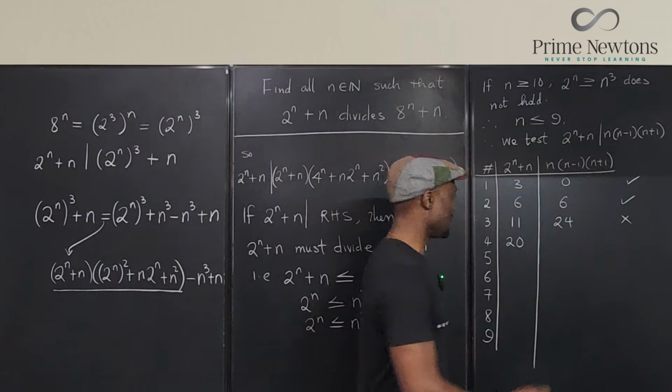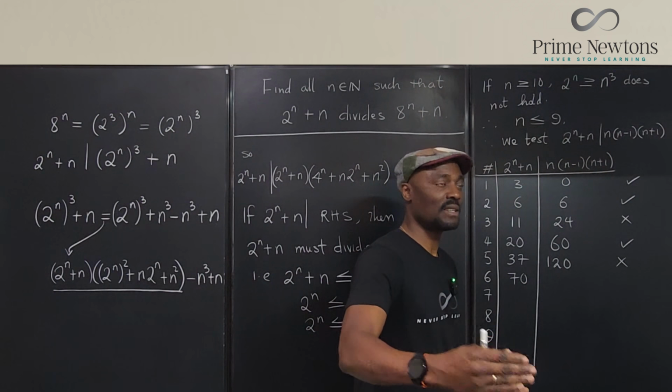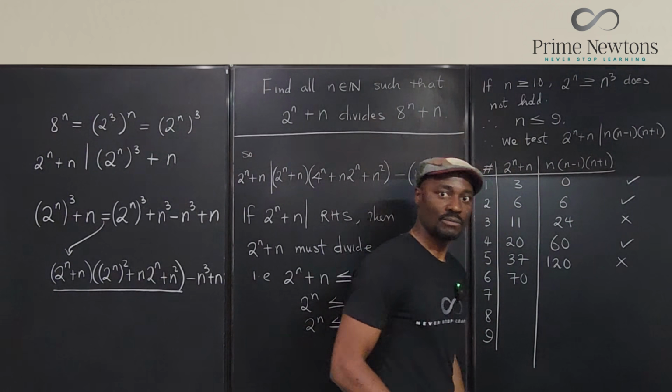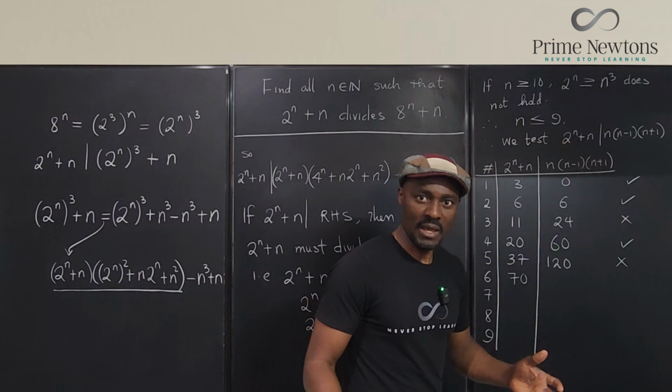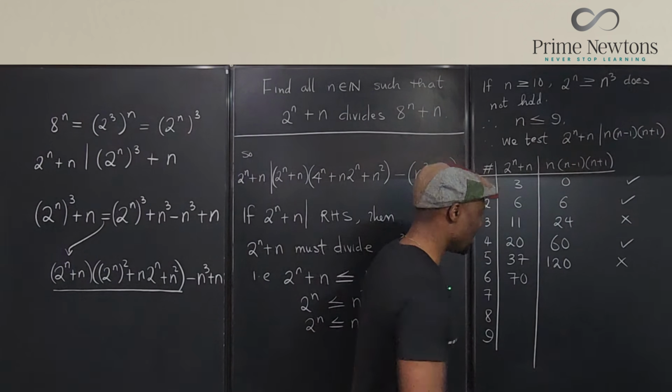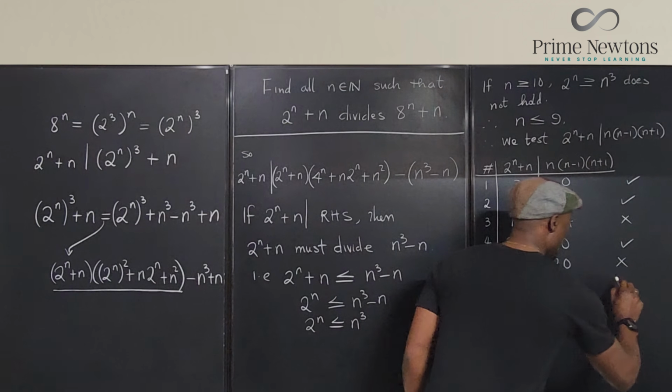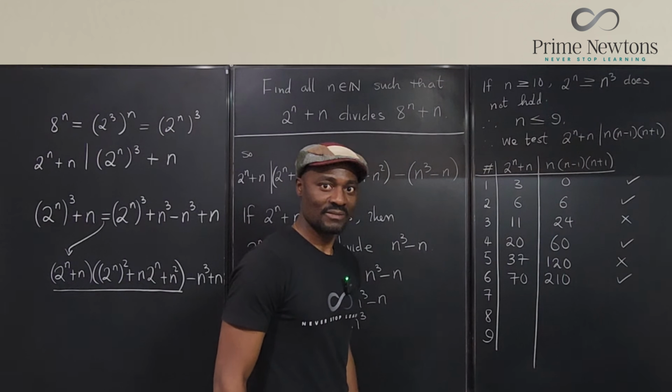So we're going to try 6. 2 to the 6 plus 6 is going to be 64 plus 6. That's 70. And this is going to be 6 times 5 times 7. Take the 2, put it in the 5, that gives you 10. So that's 3 times 10 times 7, which is 210. Check. That works.